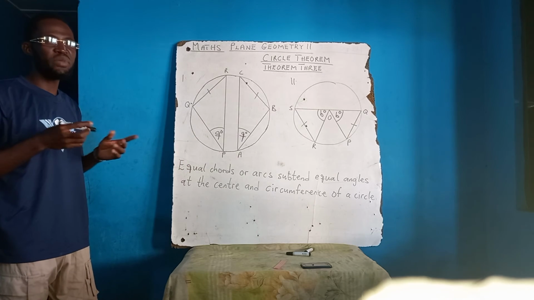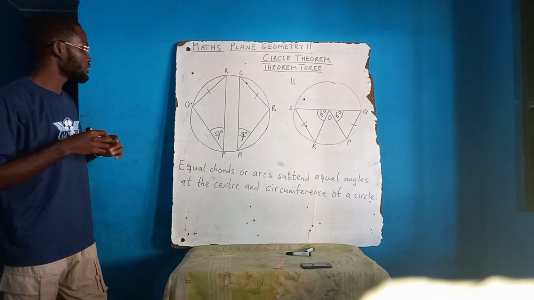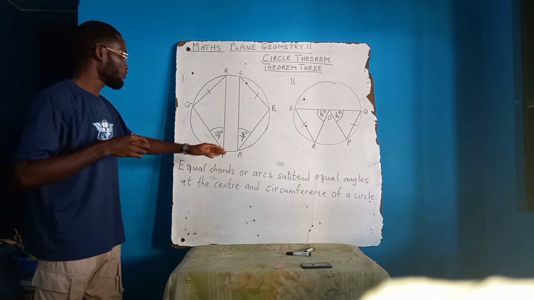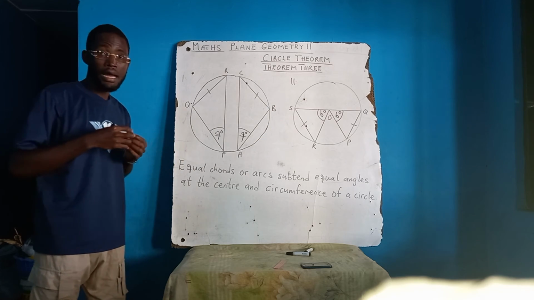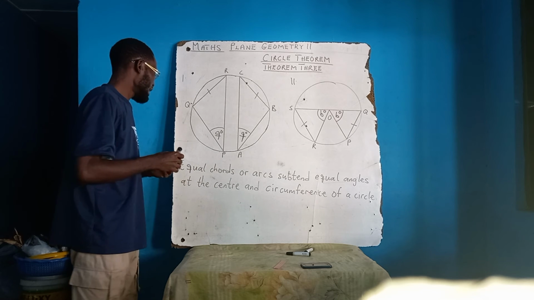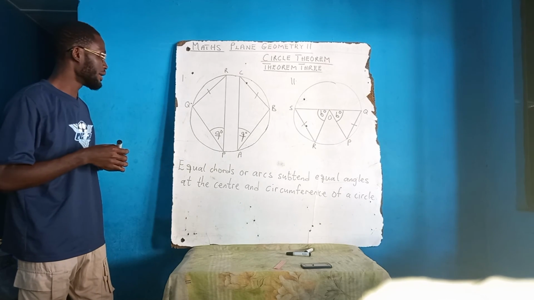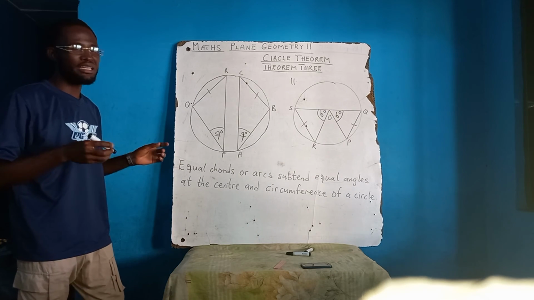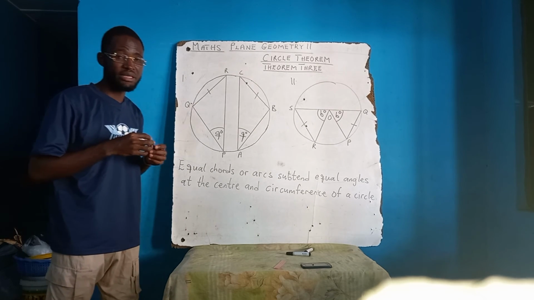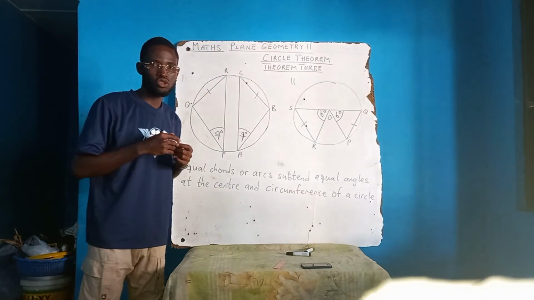So you realize that we've merged two aspects of the theorems into theorem 3. That is, angles subtended by equal chords at the circumference or at the center are equal. So that is, equal chords or arcs subtend equal angles at the center and circumference of a circle. And I trust so far you've understood my deliberations on circle theorem 3. It is also as simple as circle theorem 2. And I trust you really grasp what we've discussed so far.